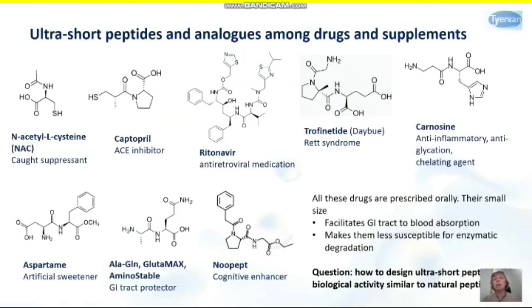Here in this slide you can see examples of ultra-short peptides, which mainly include dipeptides, tripeptides, their analogs and derivatives. And you can see that all of these peptides are prescribed orally. The small size of these ultra-short peptides makes them less susceptible to enzymatic degradation, and at the same time, it facilitates the penetration from the intestine to the bloodstream.